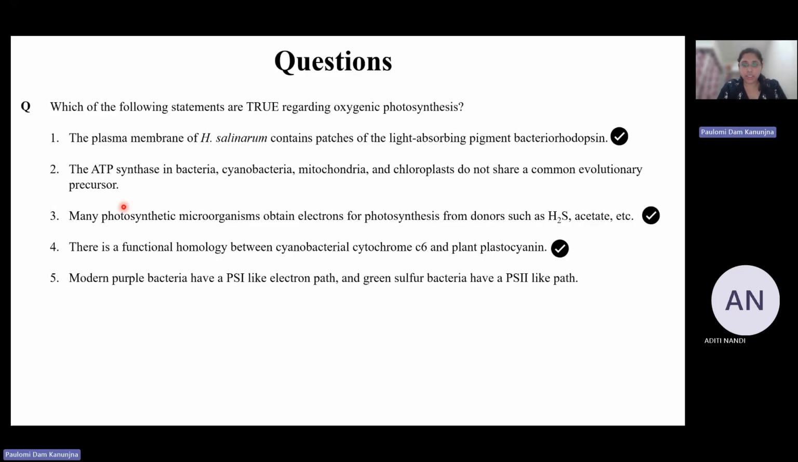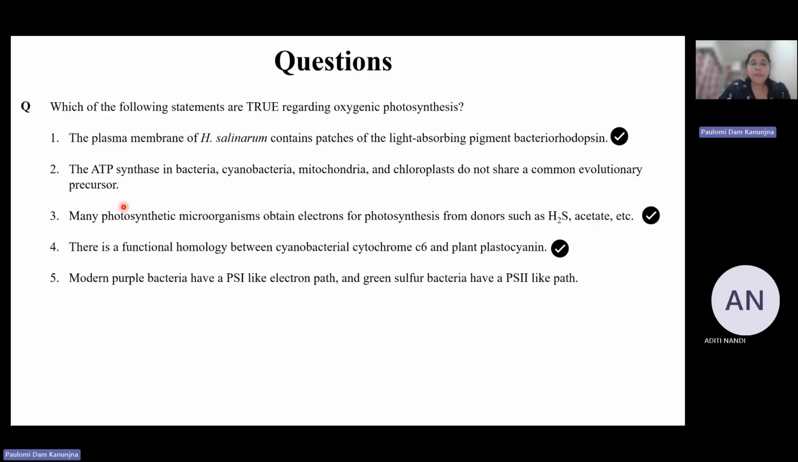Fourth, also, I just told you about the homology. Well, let's come to it. So the first one, as you guessed it right: the plasma membrane of Halobacterium salinarum does contain patches of light absorbing pigment, which are called bacteriorhodopsin. They do not perform oxygenic photosynthesis, however. Bacteriorhodopsin is basically used to generate a proton gradient for ATP synthesis, as we know, right?